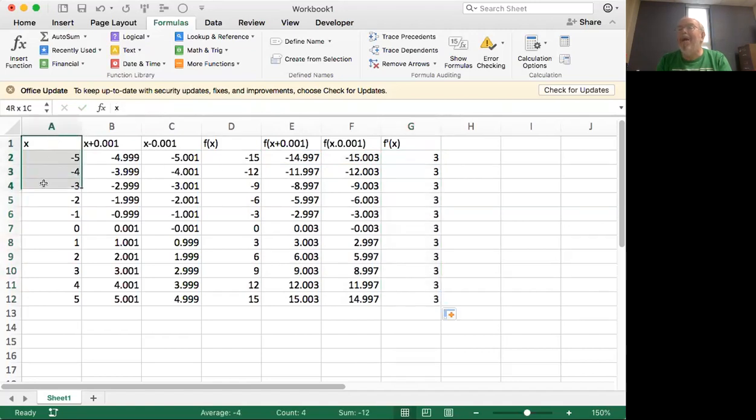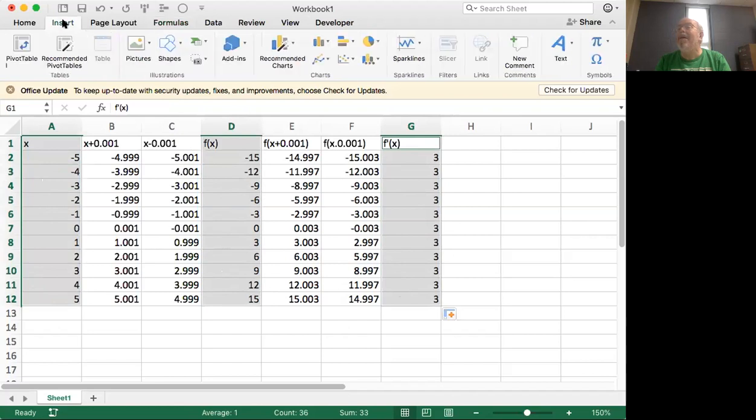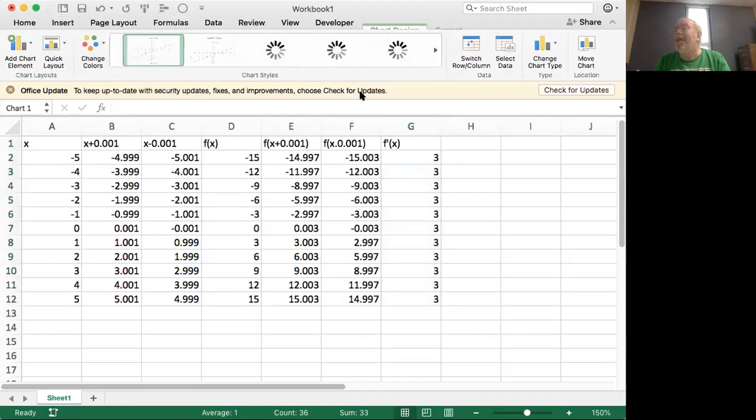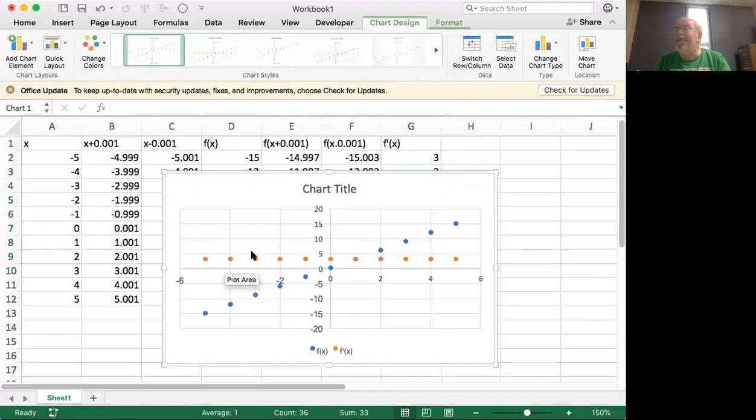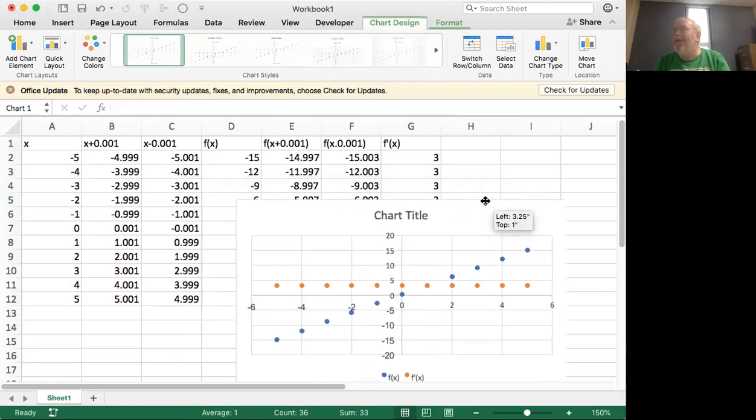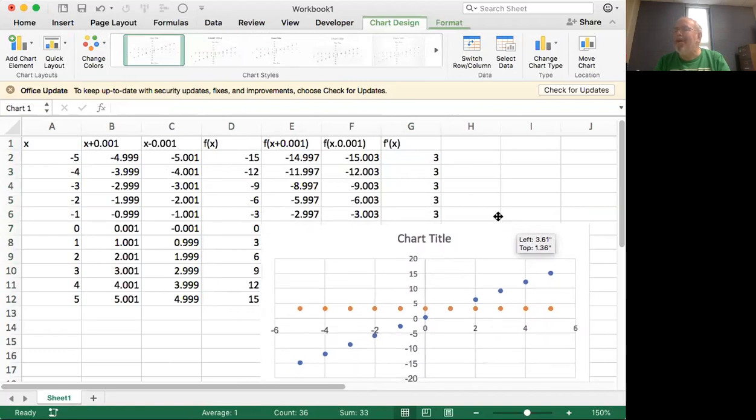In order to see a graph of this, I'm going to want to highlight x and f of x and f prime of x, and then insert a chart. I want a simple scatter plot, and this gives me the function and the derivative. The derivative of the function in this case winds up simply being the constant 3.